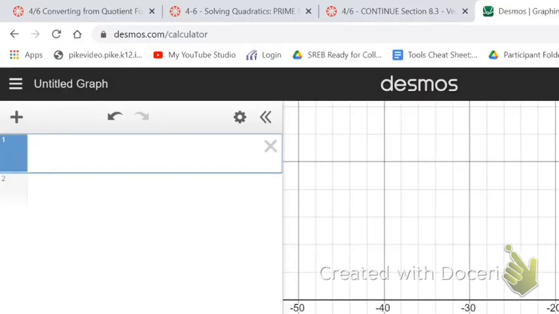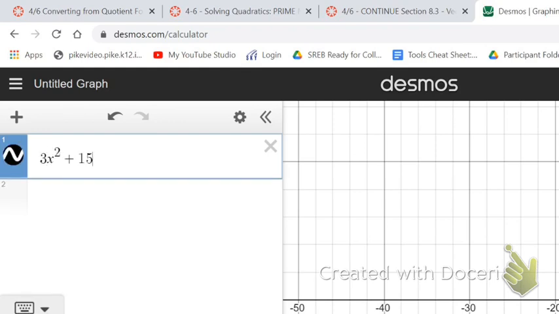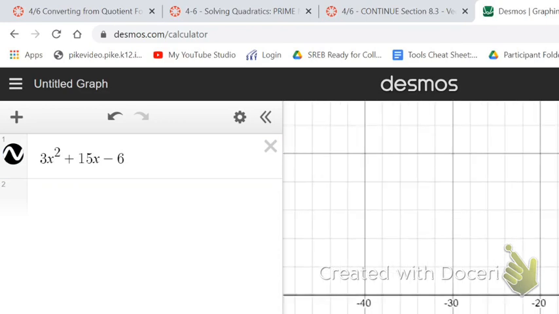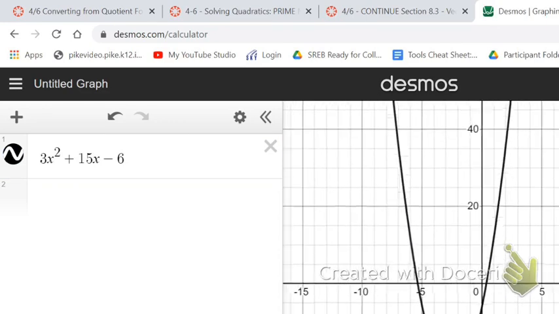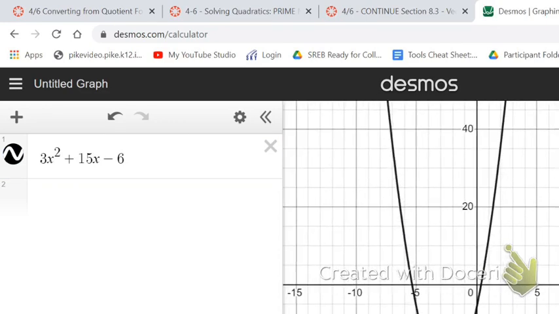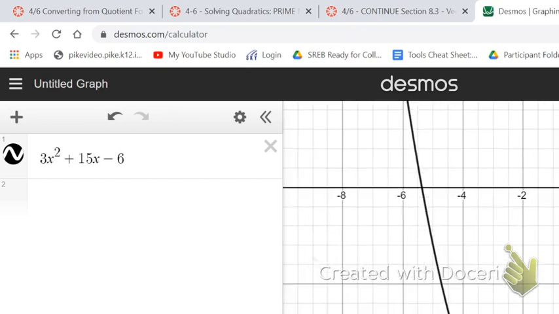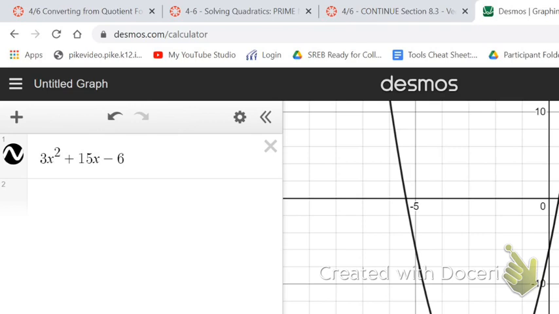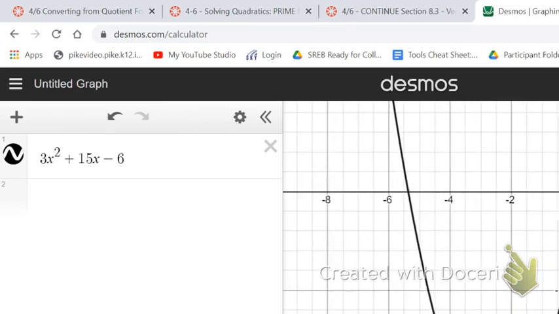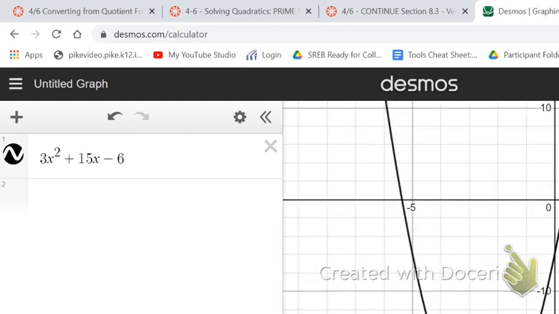All right, tell me what to type in. 3x squared plus 15x minus 6. And I want it to be equal to what? 0. Equal to 0. Okay. Does it ever equal 0? Yes. It's about where? It's going to be in between negative 5 and negative 6, right? And then in between 0 and 1.